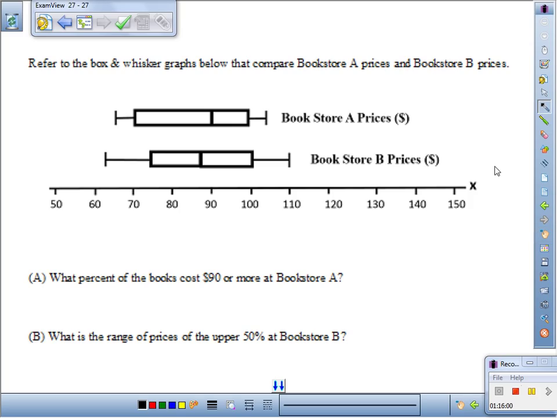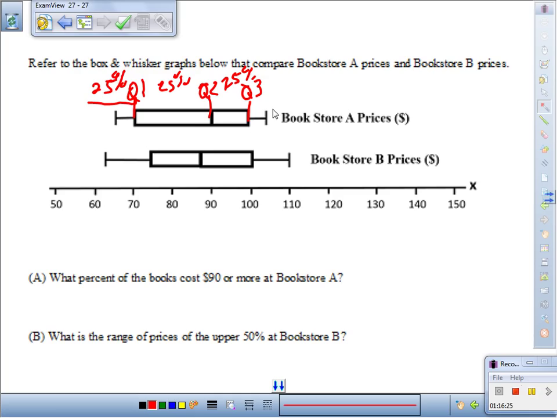So check this out. This is how we know. Look up. Didn't we divide this into quadrants? This one was Q1, Q2, Q3, which means it gives us, look, from here to here, that's 25%. From here to here, that's another 25%. From here to here, that's 25%. And from here to here, that's another 25%.